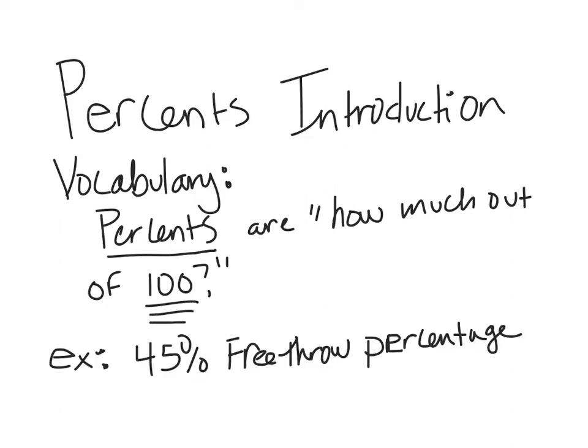So for example, if someone had a 45% free throw percentage, that would mean that you would expect them to succeed in making the shot 45 out of every 100 times. So if they went out and shot 100 free throws, you would expect them to make approximately 45 of them.